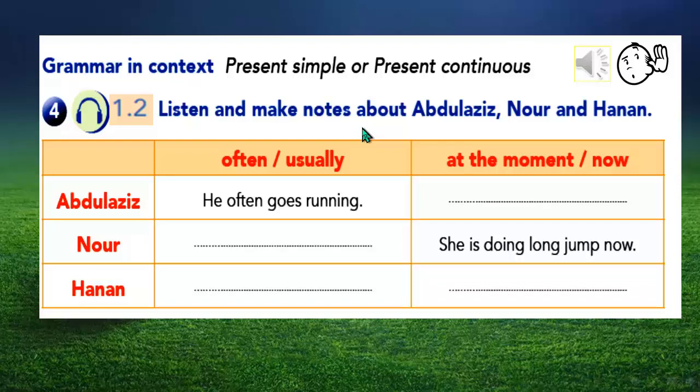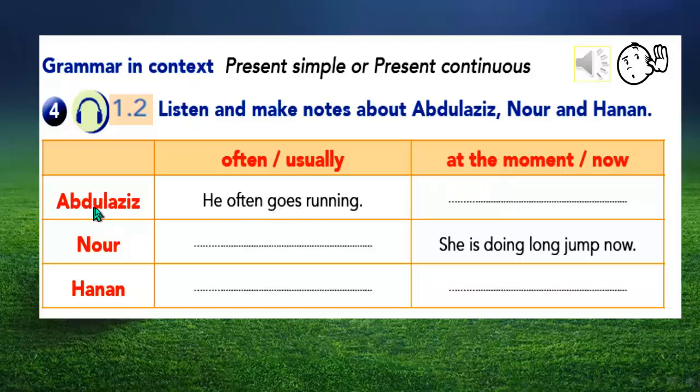Okay, so after we listen, let's complete the table together. As you see here in the table, Abdulaziz, here often or usually, and here at the moment or now. So what's the difference between often, usually, at the moment, now? For often or usually, here is the present simple form of the sentence. What about at the moment or now? Here we are going to complete the sentence in the present continuous.